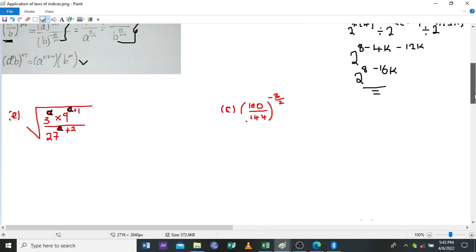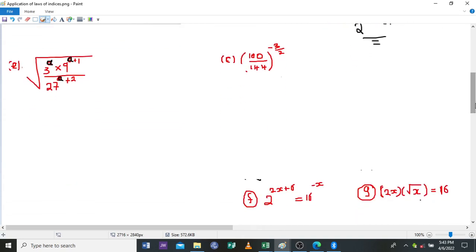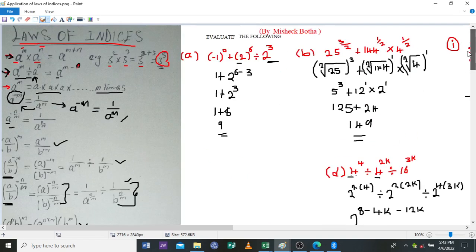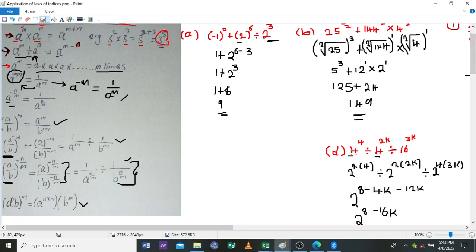Okay, we have some more. We have these two, right? So let's start with this one here. We have 100 over 4 raised to the power negative 3 over 2. So which law are we going to apply here? So you look at this one right here. We have a over b raised to the power negative, look at this, negative n over m. So it is raised to a negative fraction power.